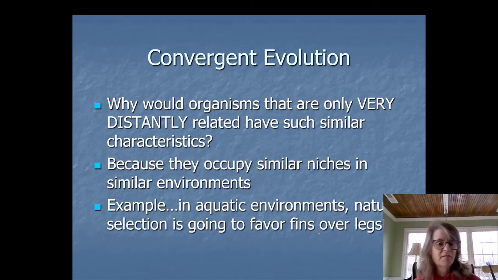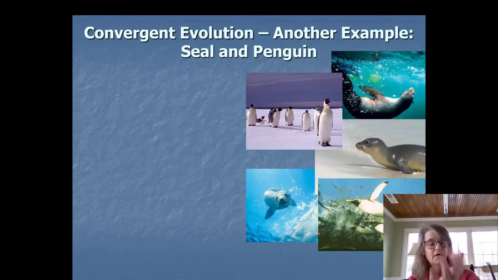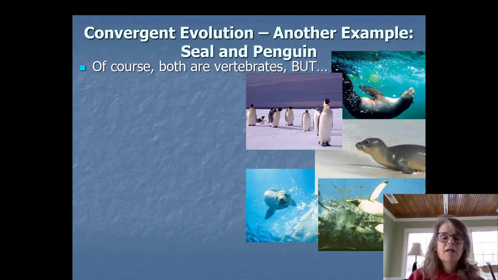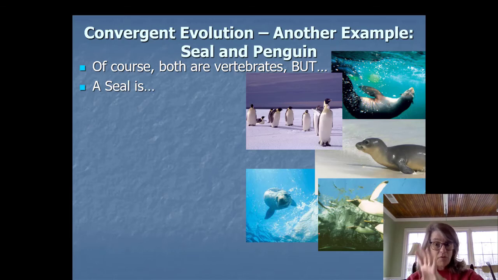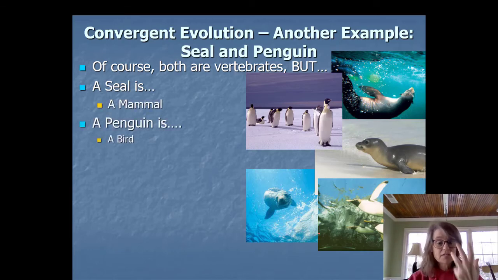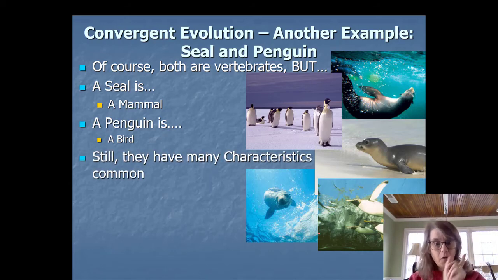So in aquatic environments, natural selection is almost always going to favor fins over legs, unless you're crawling along the bottom. But for fish, fins over legs is going to be driving organisms that might not have started out with fins to get fins quickly if they're going to be living in water. So another example, seals and penguins. They are both vertebrates, backboned animals, so they do share that in common, but one is a mammal, the seal is a mammal, and the penguin is a bird.